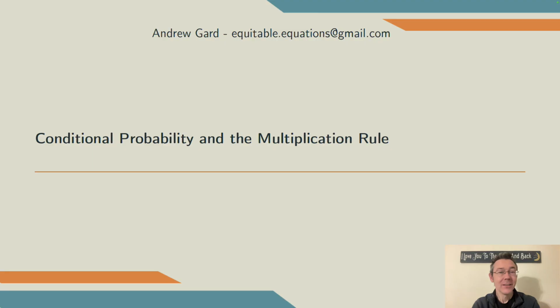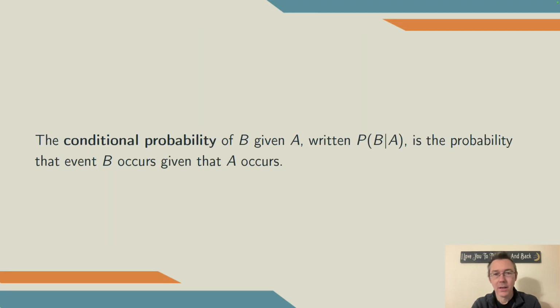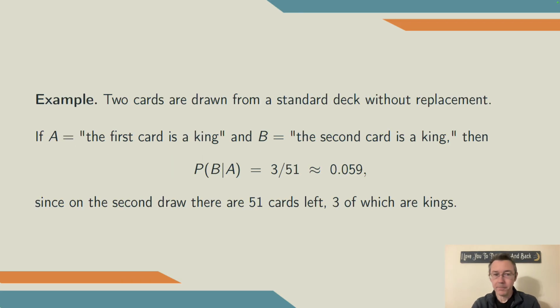Hey everybody. Today we're talking about conditional probability and the multiplication rule. The conditional probability of an event B given A, written like this, is the probability that event B occurs given that A has occurred. An example: 2 cards are drawn from a standard deck without replacement.